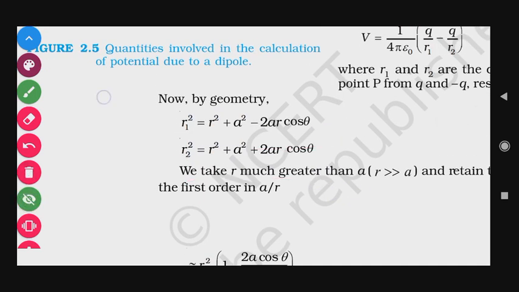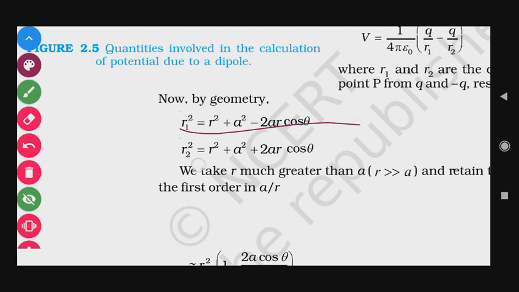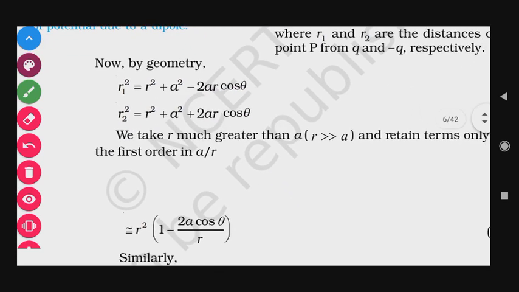As I told you, r1 square is equal to (r minus a cos theta) squared. On squaring, just put the identity (a plus b) whole square or (a minus b) whole square, and you get this and you get this. Now if we take r much greater than a, the distance between the dipole and the point of consideration is much greater than the length of the dipole.